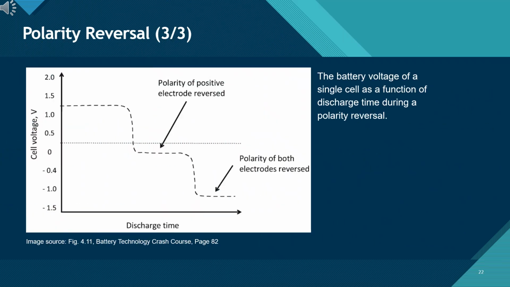This graph illustrates the effect on the voltage of a single NICD cell when polarity reversal occurs during deep discharge. First, the positive electrode flips polarity, causing the cell to drop below 0 volts. If discharge continues, both electrodes reverse polarity, driving the voltage even further negative. This process not only damages the individual cell, but can also compromise the entire battery stack. That's why preventing deep discharge is so critical for both performance and safety.